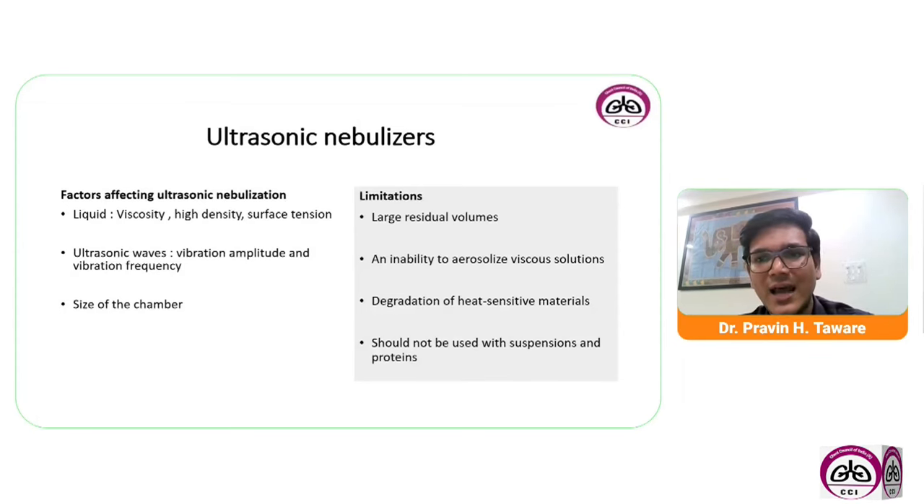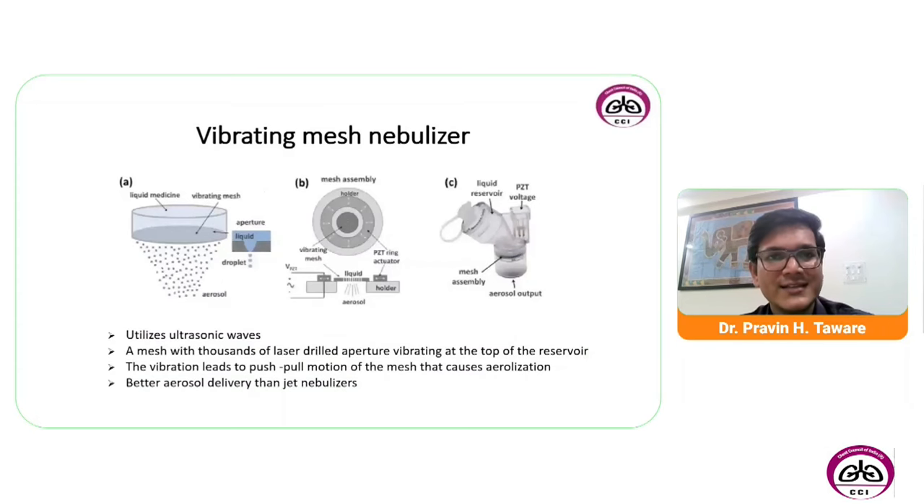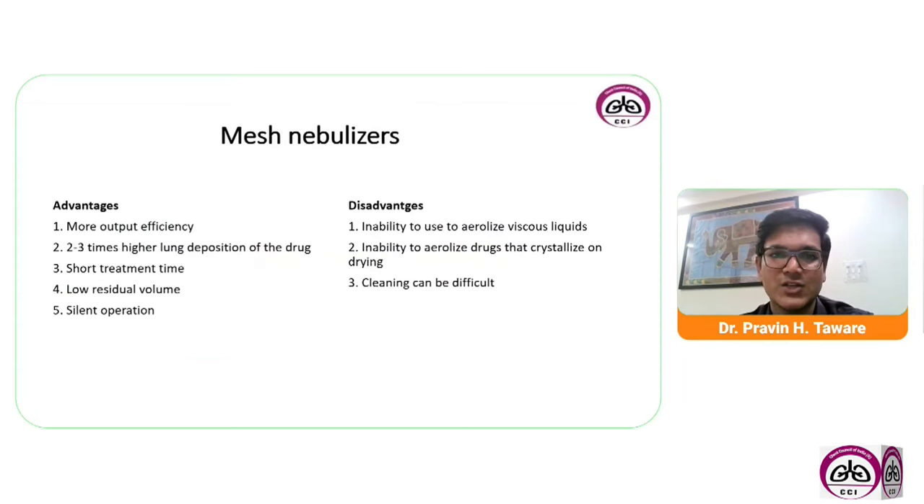So you need large residual volumes in ultrasonic nebulizers, and they should not be used with suspensions and proteins. Next type is the vibrating mesh nebulizer. It uses ultrasonic waves. It has a mesh at the top with thousands of laser-drilled apertures vibrating at the top, and that vibration leads to a push and pull motion of the mesh and leads to aerosolization. So what are the advantages of mesh nebulizers? It is two to three times higher lung deposition, short treatment time, low residual volume, and silent.